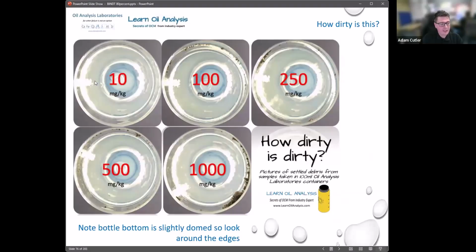You can also visually inspect the sample. So this is looking at the bottom of a sample. You pick a bottle up and then look underneath at it. You can notice on our bottles, we have a domed base, so all the material collects around the side. So you can see here, this is like one that's got 10 milligrams per kilogram, 100, 250. You can see the 1,000 milligram per kilogram one is pretty dirty here.